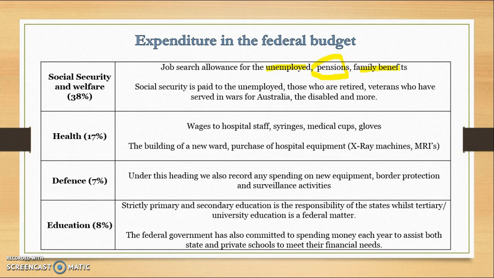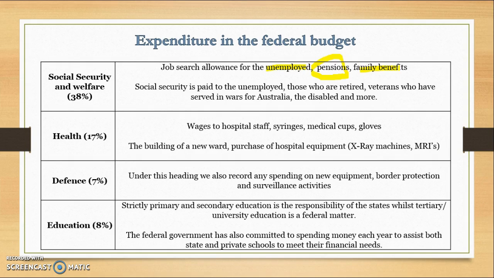Health is the second part, so that can include any money going towards hospitals, syringes, hospital staff's wages, purchasing a new ward, so growing the hospital, purchasing hospital equipment. Defence, it's about 7%. That can be any on new equipment, border protection, wages of Defence Force people.